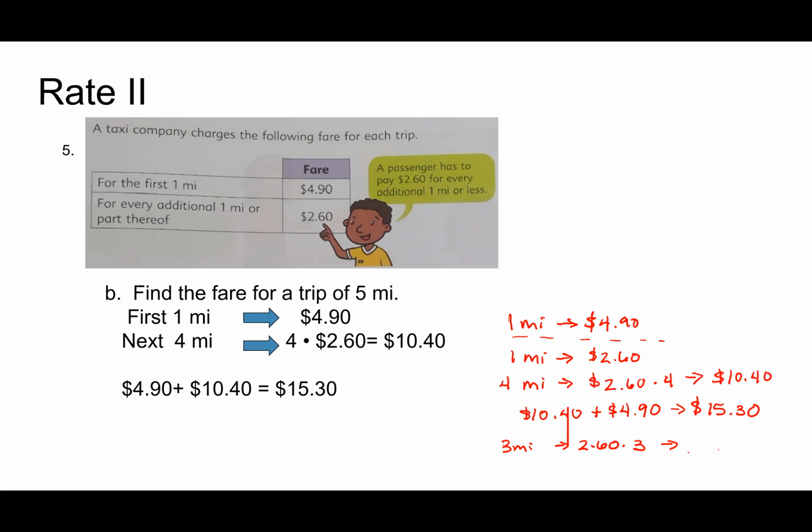So 78, except I'm working in tenths. I have 26 tenths. So it's going to be not $78, but what? $780? Oh, I hope not. $7.80. So we need to add $7.80 onto that $15.30. Okay, $7.80. And we get $23.10. Is that what you guys got? Good, because that's the right answer.